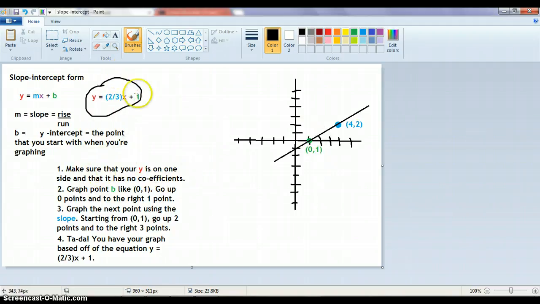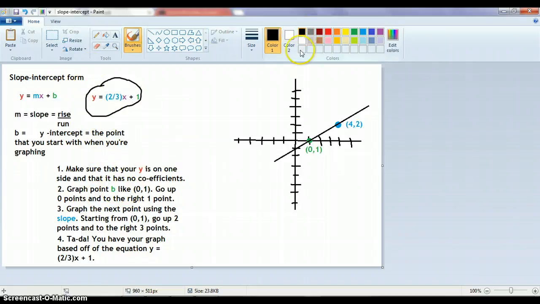What you have to do, like first when you have an equation like this, you have to first make sure that the y is on one side of the equation, which it is, and that it has no coefficients, meaning that there's no number in front of the y, which there aren't, so you got a pretty simple equation right here. So then what you do next is you graph the b, you graph the y-intercept.